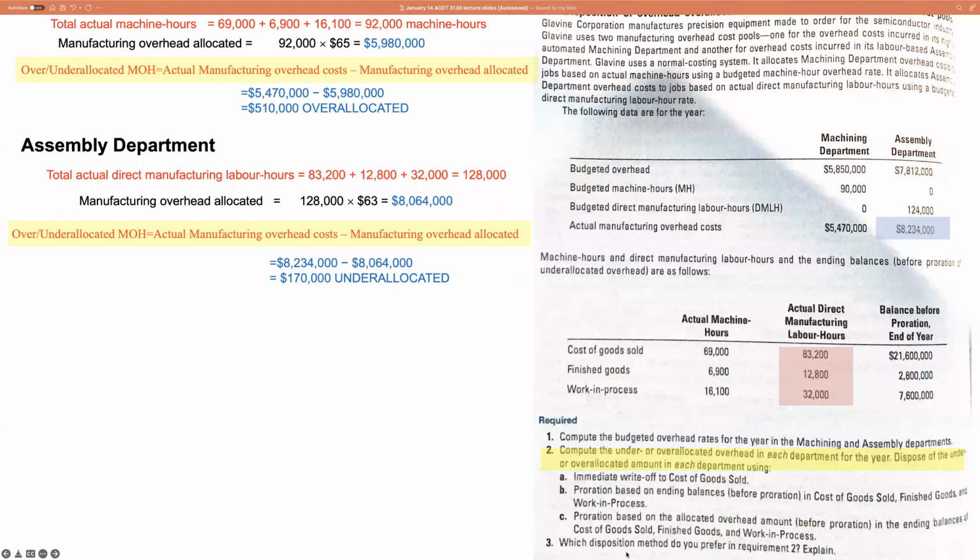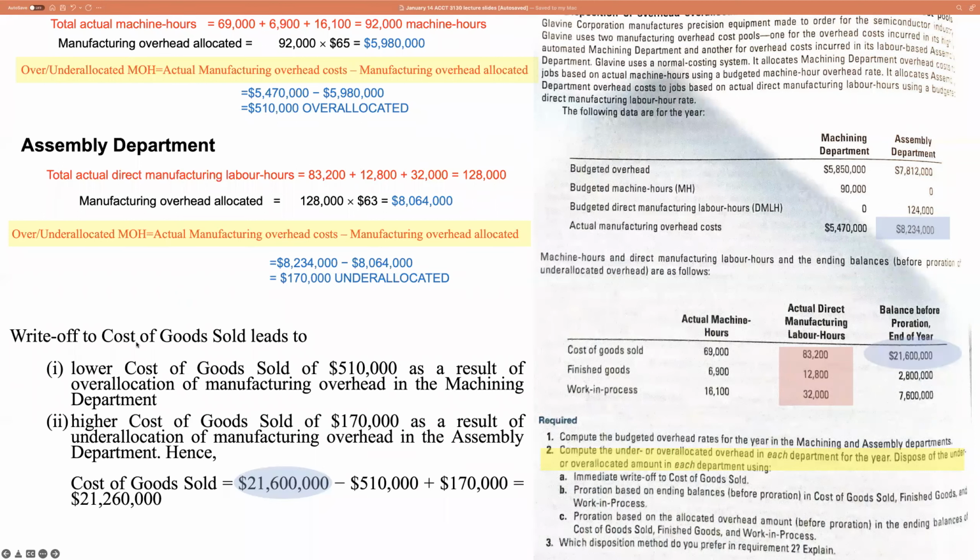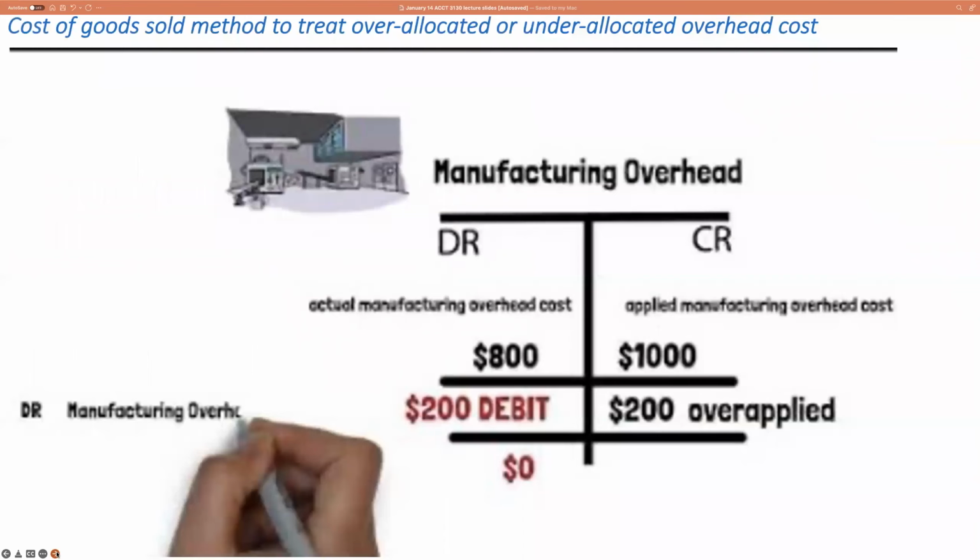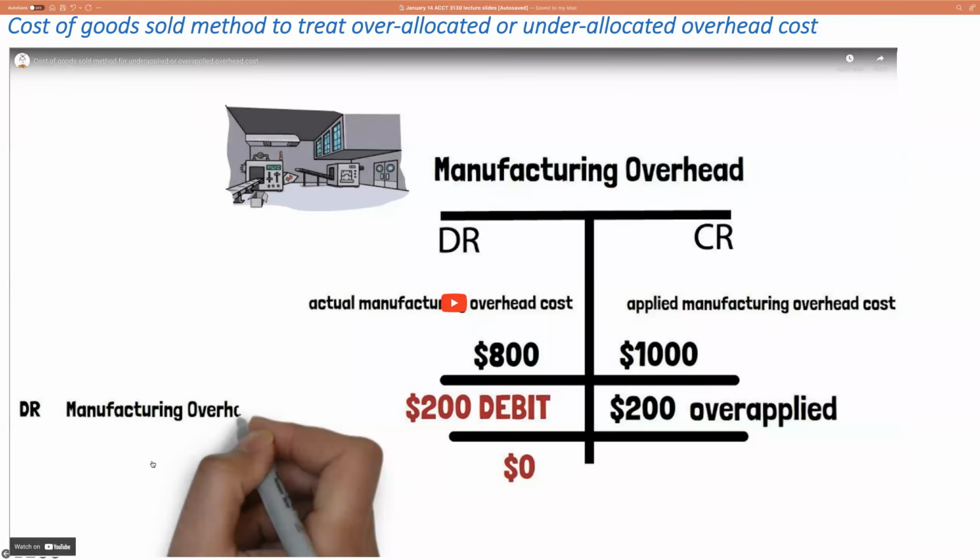There are different ways to do it. You can see A, B, C here at the bottom of the question on the right side of the screen. The first one is the immediate write-off to cost of goods sold. So we need to write off the over allocated overhead or under allocated overhead to the cost of goods sold. So how are we going to do that? I'm going to show you a video. I prepared this video for 2400 last semester. So just pay attention. It's very short.